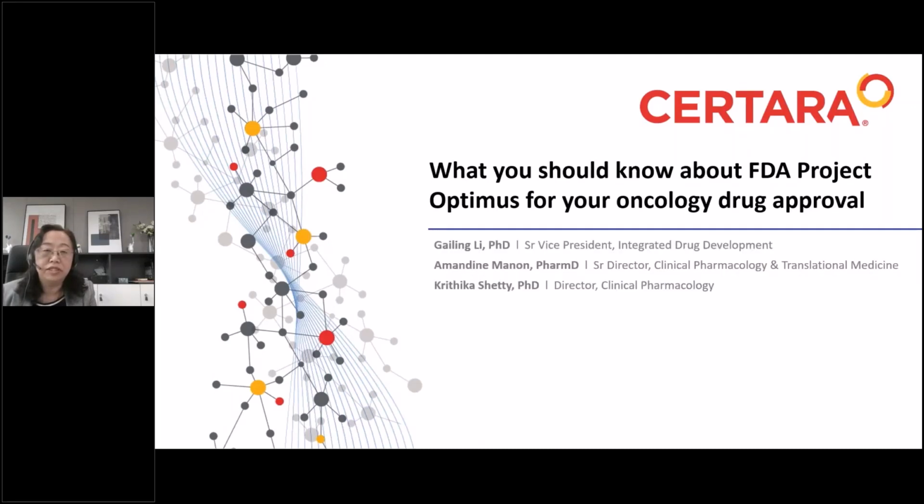Today is a special edition for Asia-Pacific regions on the topic, what you should know about FDA Project Optimus for your oncology drug approval. I'm Dr. Gailin Li, Senior Vice President of Certara, host of this event in our Shanghai office. FDA Project Optimus is something everybody working in the oncology field should understand, what it is about, and what the impact is on your drug development strategy and planning. Today, we will walk through it with our two speakers.